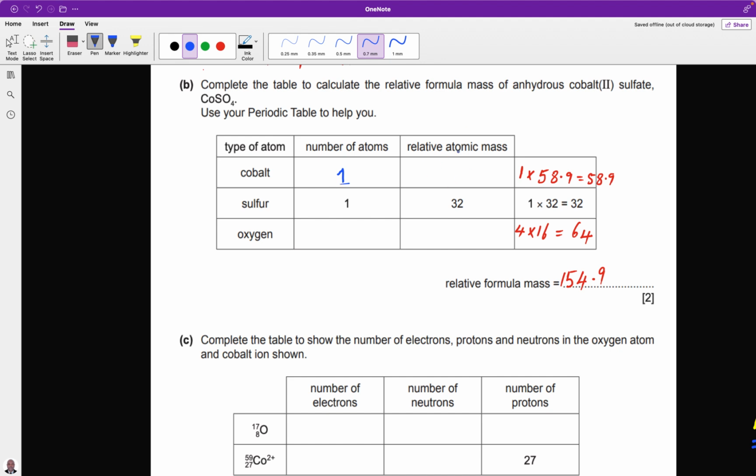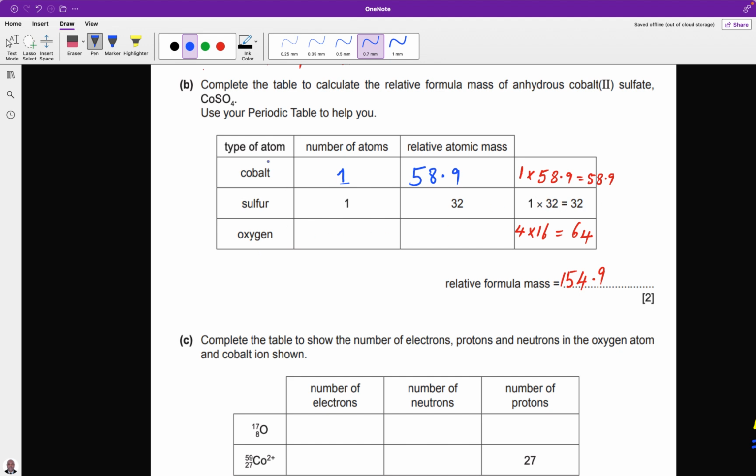Now come here, relative atomic mass of cobalt. If we look at our periodic table, the relative atomic mass of cobalt is 58.9. Then to have the total, it will be the relative atomic mass times the number of atoms that are there. So it is 1 times 58.9, which gives us 58.9. Now sulfur, they have solved it for us. There's one sulfur here. The relative atomic mass of sulfur is 32 from our periodic table. Then 1 times 32 is 32.